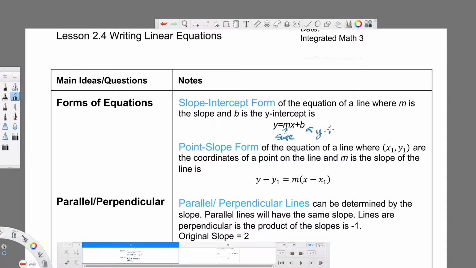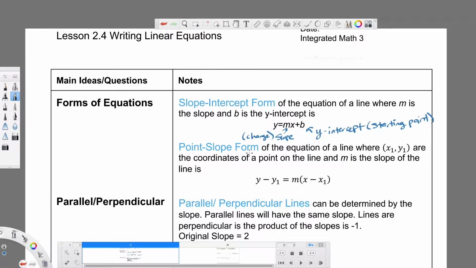And I know I said this in the last section, so if you hadn't watched that one, you can also think of this as the change. If you're looking at a word problem, what is it changing by? And this guy is the starting point. So it's just an easy way to refer to these when you're looking at a word problem.